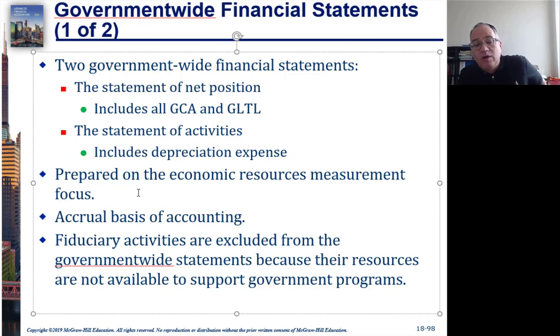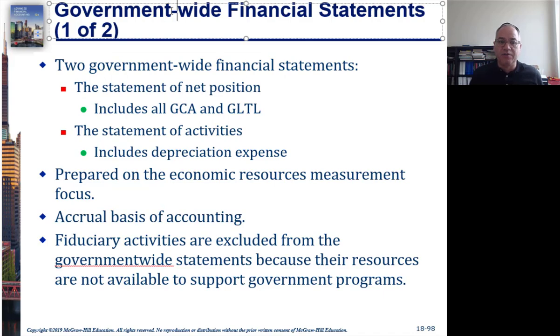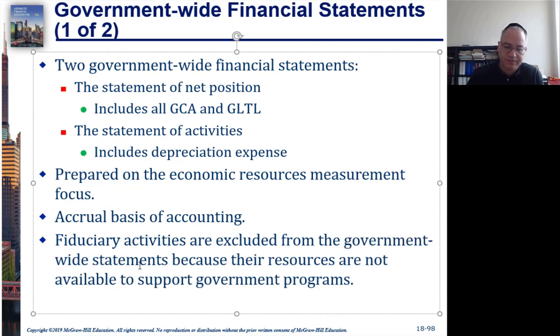What that means is that we're trying to account for everything that the government does within what we've defined to be the government. So you have the accrual basis of accounting here. And we exclude fiduciary activities because their resources aren't available to support government programs. In other words, it's interesting because we would include various organizations and component units in the government-wide financial statements, but fiduciary activities would be excluded because we don't have access to their resources.